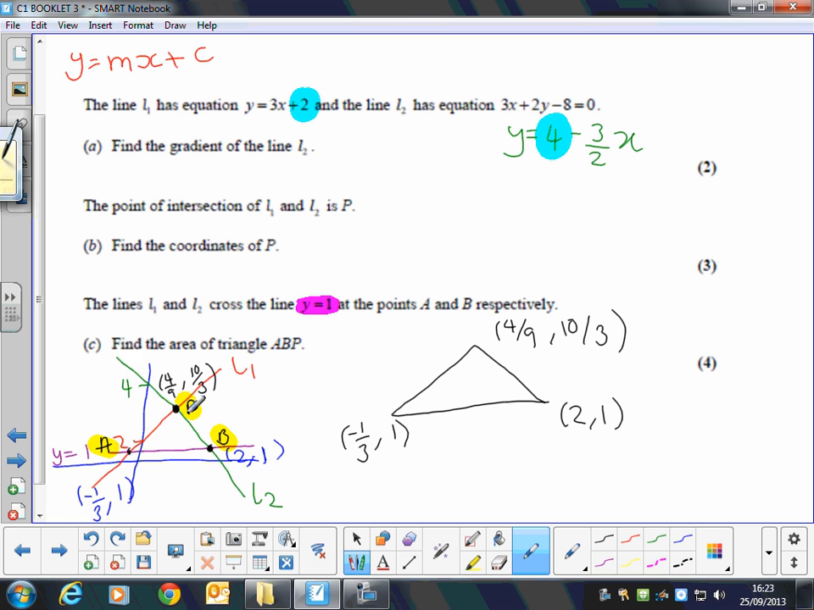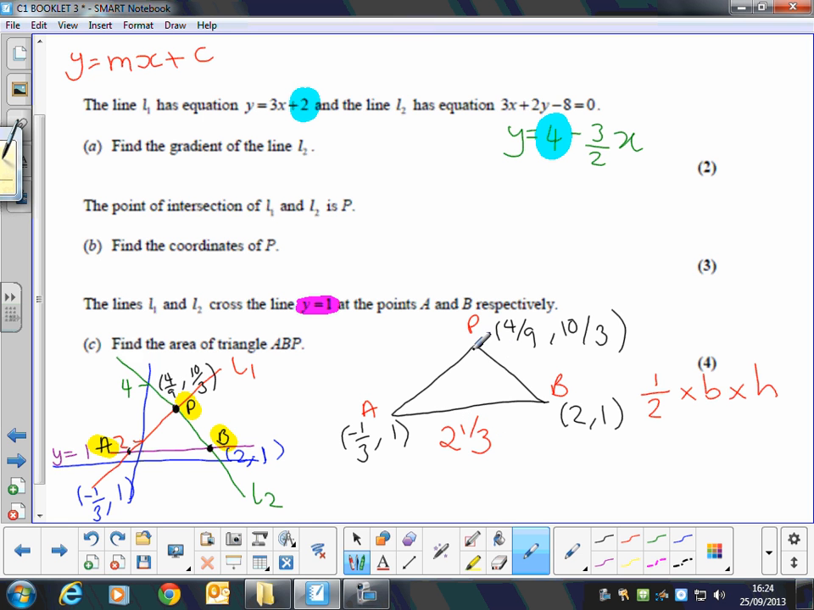So now I've got my points A and B, I need to find the area of the triangle APB. This is my point A, P and B. So I've just drawn this out again. So to work out the area of a triangle, I need to remember the formula, which is half times base times height. So I need to work out my base and my height. So if I look at the base here, I'm going from minus a third all the way to 2. So my base is going to be 2 and a third.